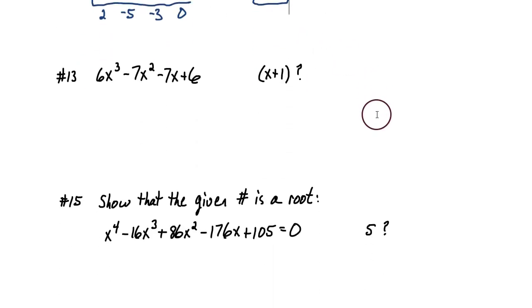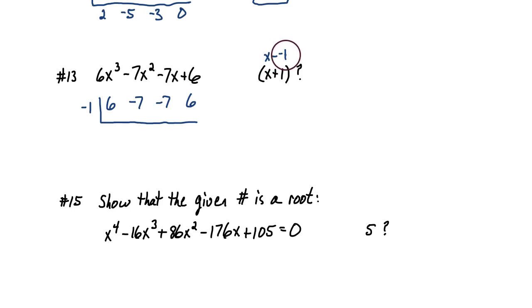Number 13, is x plus 1 a factor of this? Well, let's find out. 6, negative 7, negative 7, and 6. And what we're dividing in is negative 1. Again, we talked about that earlier. This is supposed to go x minus r. So it's like it's x minus negative 1.